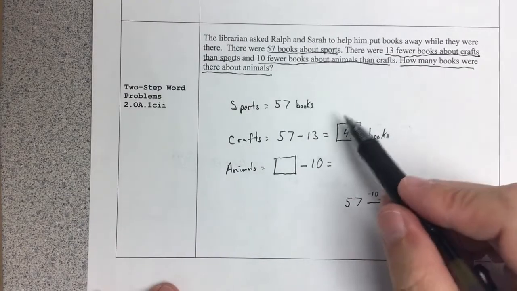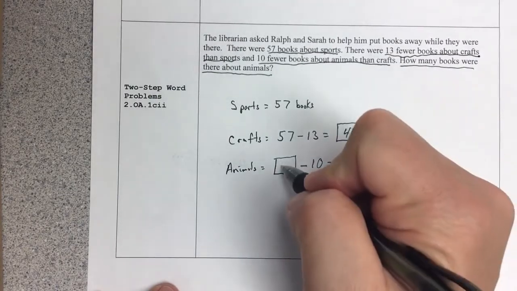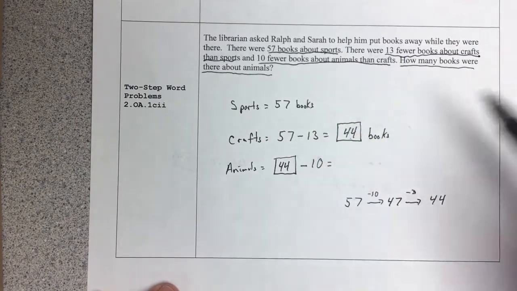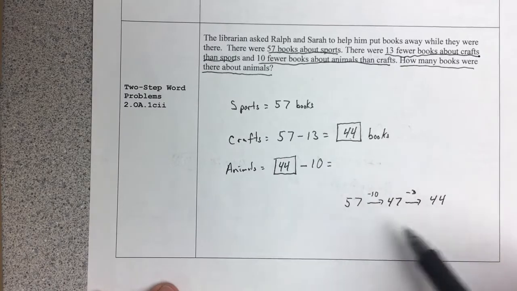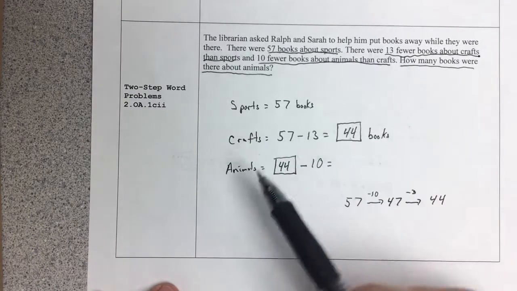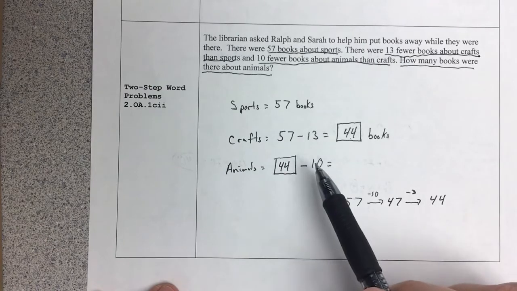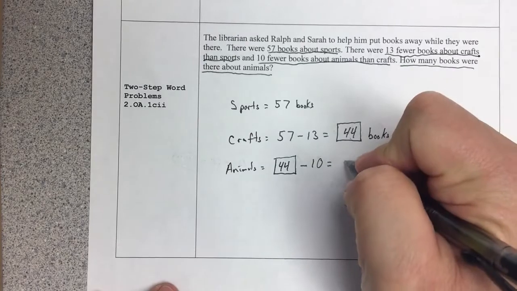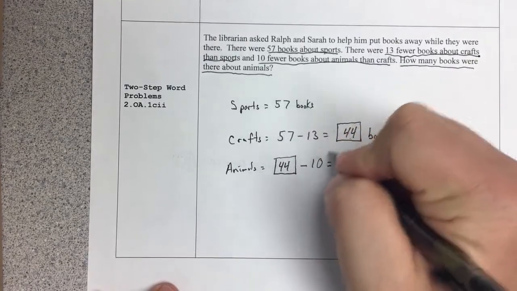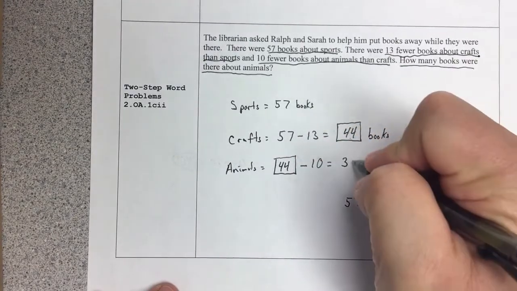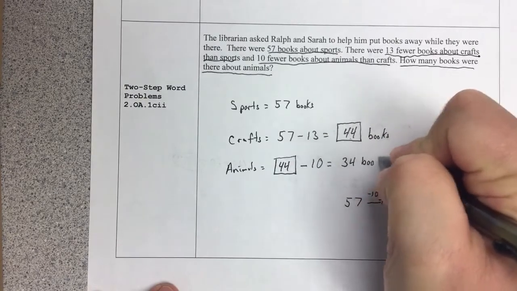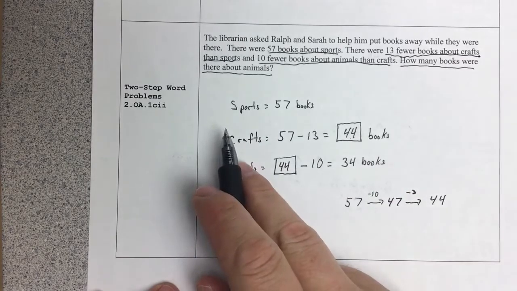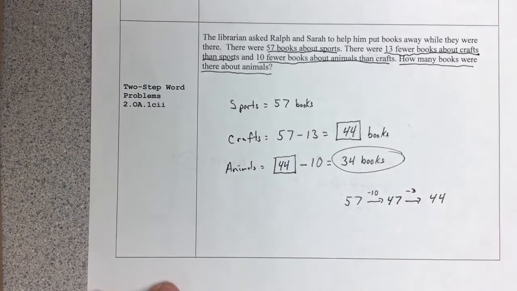Now, since 44 is in that mystery box, I can bring my 44 here. And now I have 44 minus 10. Well, I can use my unit form by talking about tens and ones. So I have 4 tens. I'm subtracting 1 ten. Well, 4 tens minus 1 ten is 3 tens. And I had 4 ones. I did not take away any ones, so I'd have 4 ones left. So how many books were there about animals? There were 34 books about animals.